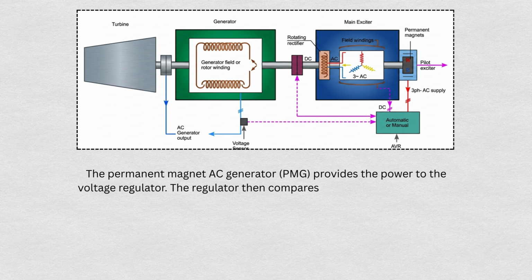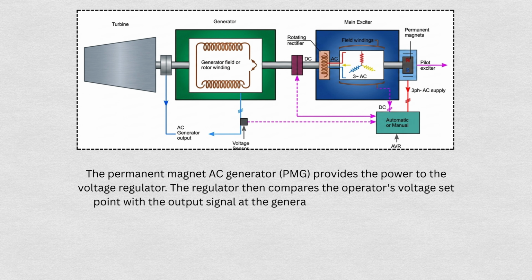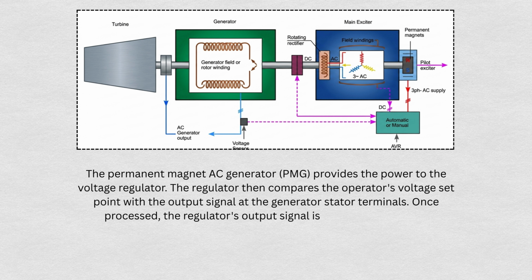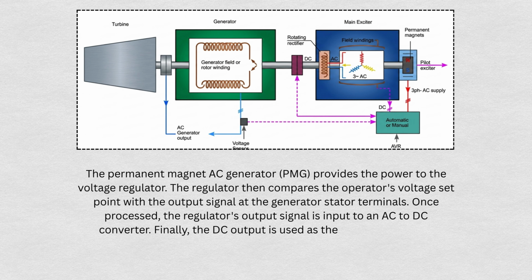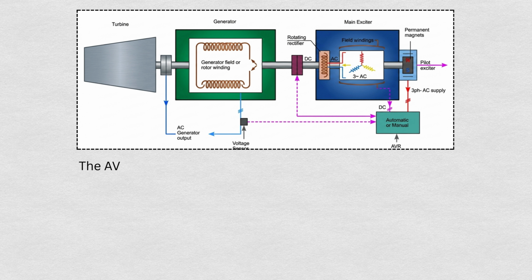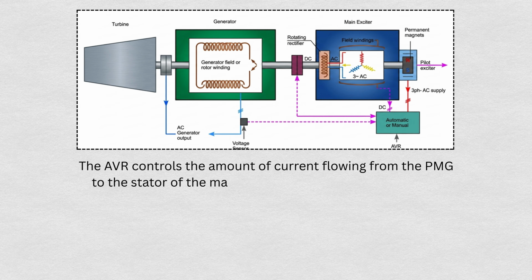The regulator then compares the operator's voltage set point with the output signal at the generator stator terminals. Once processed, the regulator's output signal is input to an AC to DC converter. Finally, the DC output is used as the input for the main exciter's stationary field winding. The AVR controls the amount of current flowing from the PMG to the stator of the main exciter.